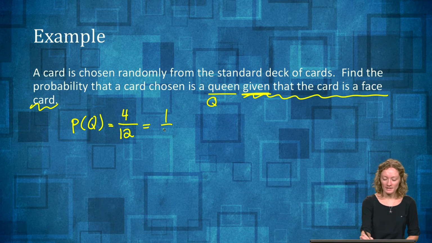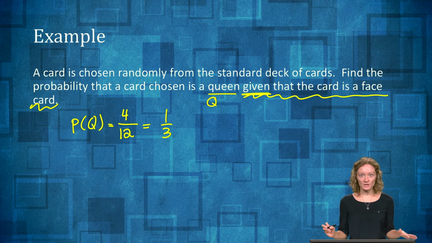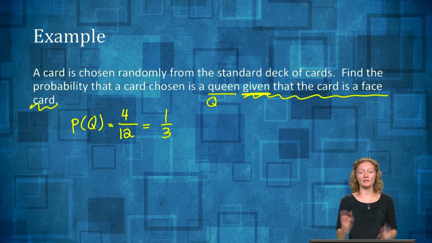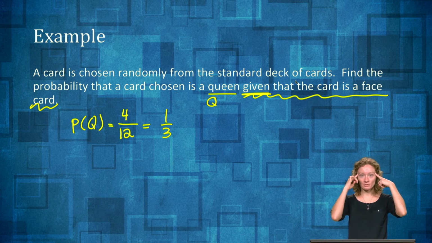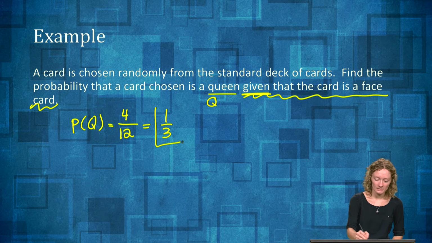So this simplifies to 1/3. The given is everything. You see the word given, you know, oh, the question was standard deck of cards. In your mind, you're probably thinking 52. But if they say, given that it's a face card, the whole deck doesn't exist anymore. It's just the face cards. There's only 12 options in this case.